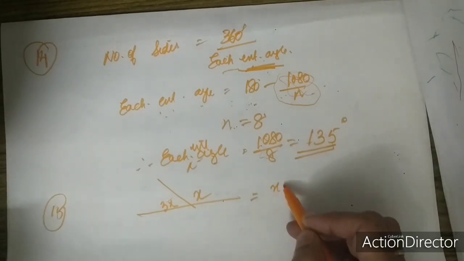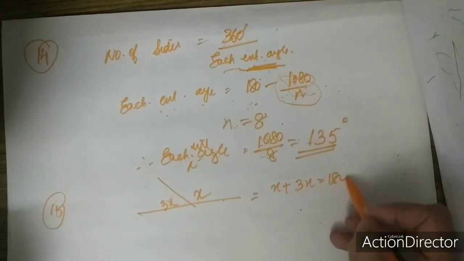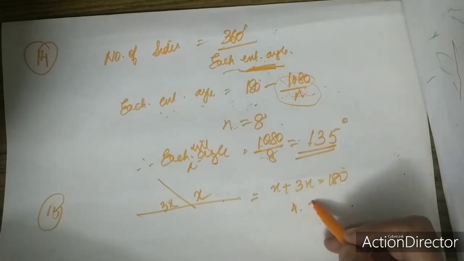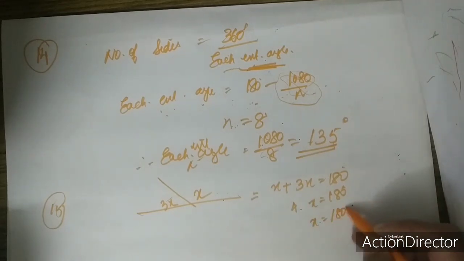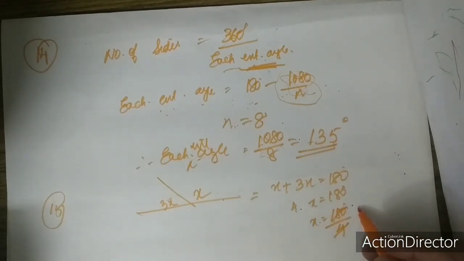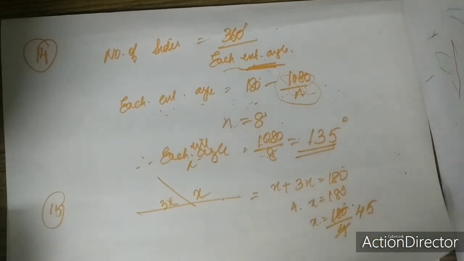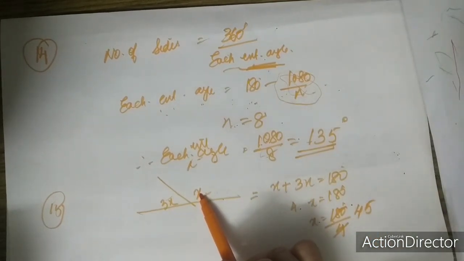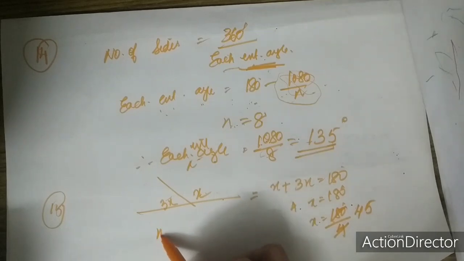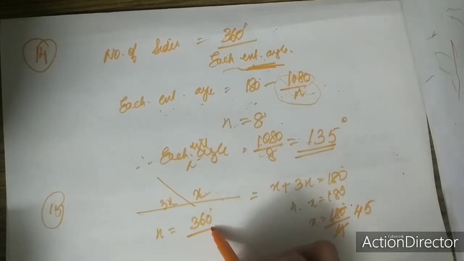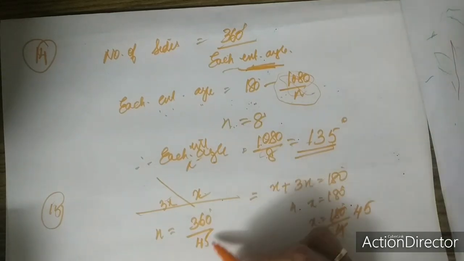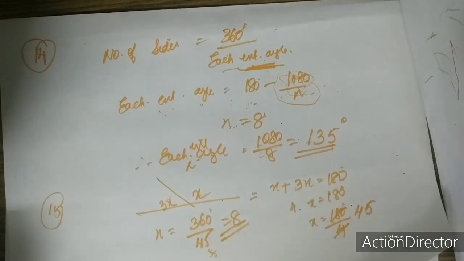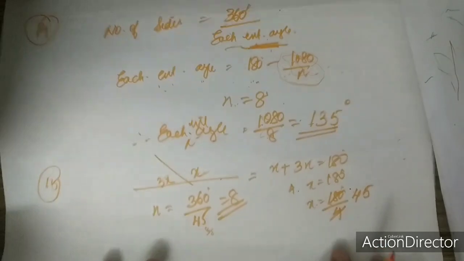So you will get x plus 3x is equal to 180 degrees, or 4x is equal to 180 degrees, or x will be equal to 180 degrees upon 4, which is equal to 45 degrees, since 4 fives are 20. So the exterior angle you are getting is 45 degrees. Now the number of sides will be equal to 360 degrees divided by 45. If you divide this, you will be getting 8 times, since 8 fives are 40. So the number of sides will be equal to 8.